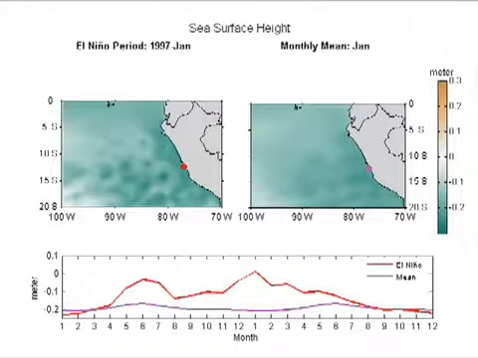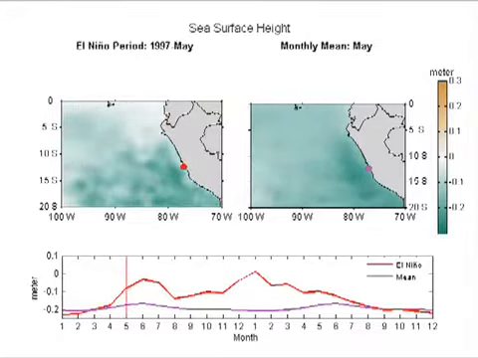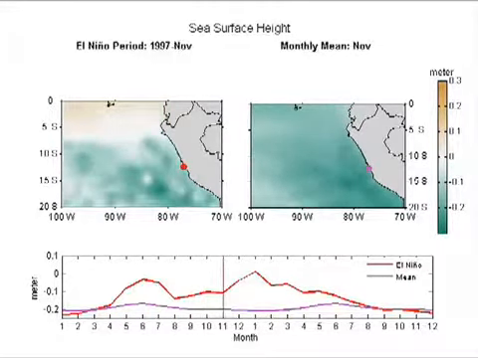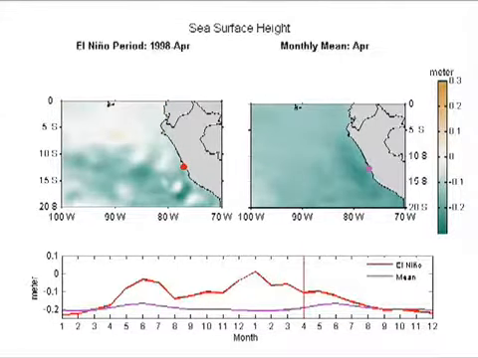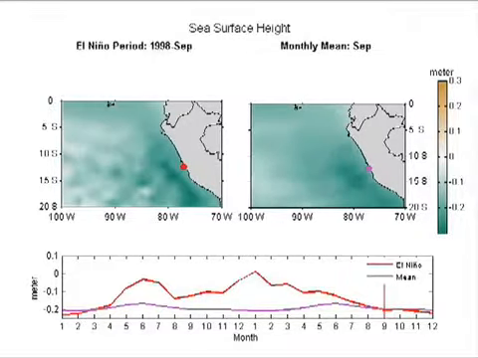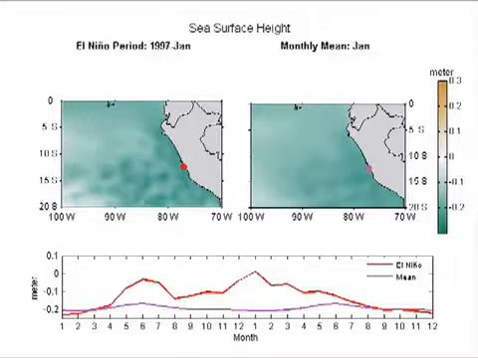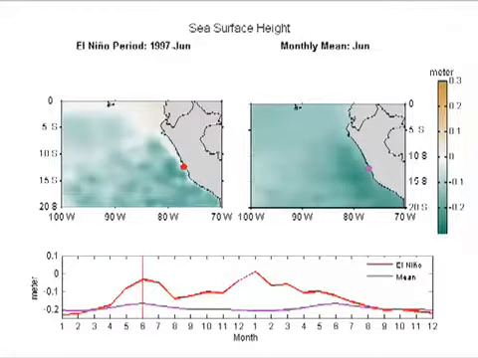The next figure is monthly sea surface height off the Peruvian coast. Brown is high sea surface height, and green is low sea surface height. The left map shows sea surface height during an El Niño period, and the right map shows the average surface height during a non-El Niño period. The bottom panel describes monthly sea surface height offshore of Lima. You can see that water flows from the equator to the Peruvian coast and increases sea surface height.